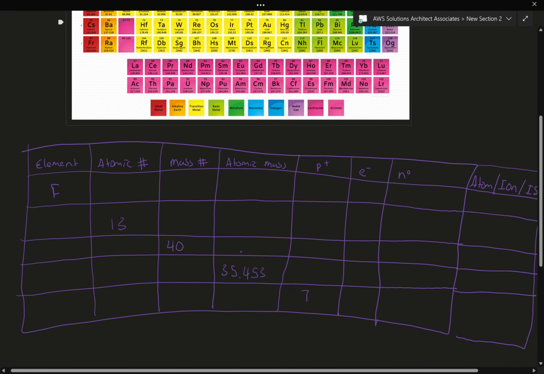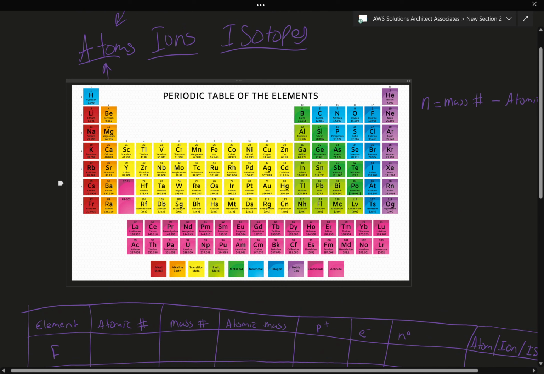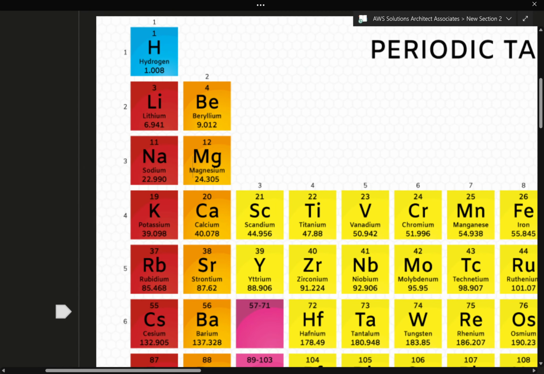Another thing that we also have is the mass number. So if you look into the box also, there are two different numbers that you see. The first is what we call the atomic number. The second is what we call the mass number.